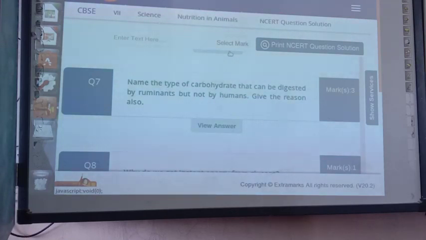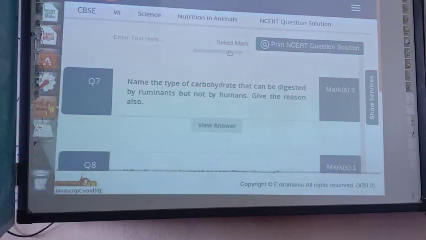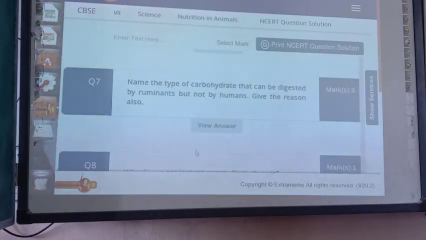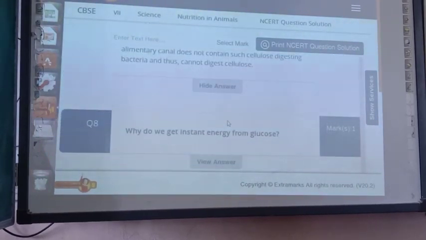Name the type of carbohydrate that can be digested by ruminants but not by humans. Give the reasons. So just see. Name the carbohydrate that can be digested by ruminants: cellulose. But not by humans. Humans cannot digest this component of food because in our alimentary canal such type of bacteria are not there which help in the digestion of this component of food. And we don't have one structure also, called the cecum. Okay, just see the answer.